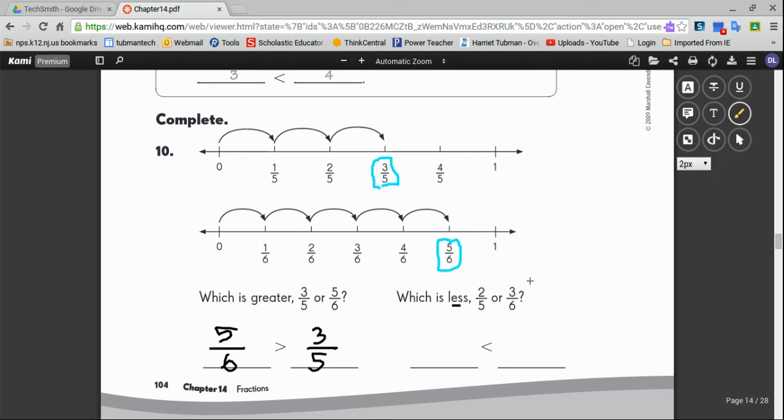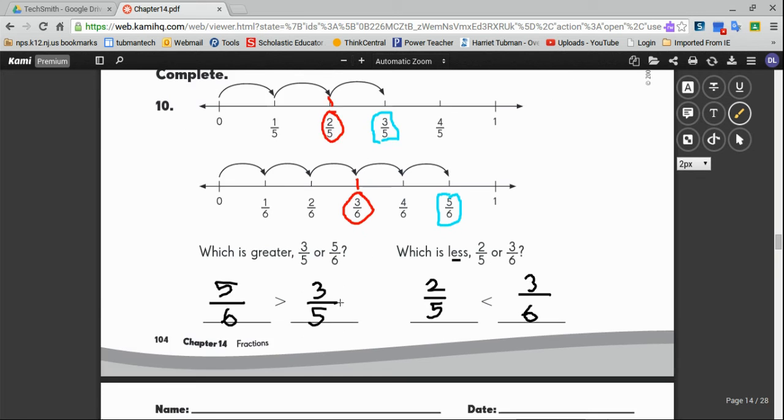Let's circle our fractions first. 2/5. 2/5 is over here in red. Or 3/6. 3/6 is over here. So we know that 2/5 is less than 3/6. Let's write that in. 2/5 is less than 3/6. Let's move on to the next page, 105.